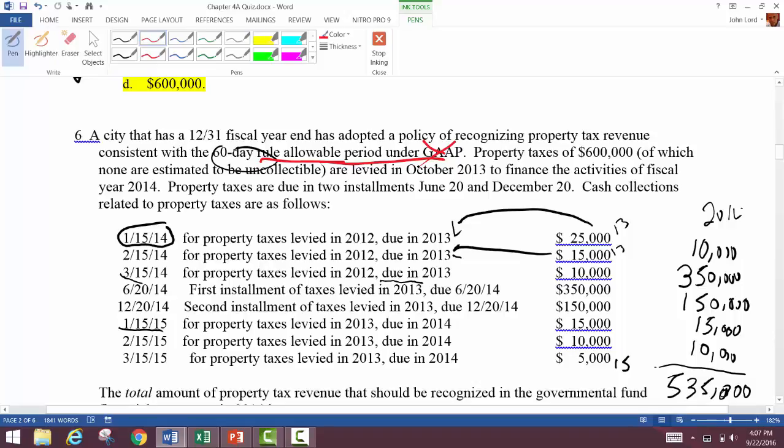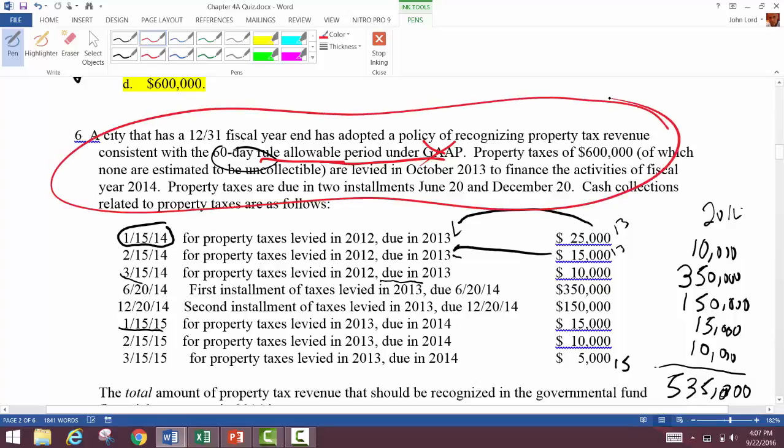But anyway, property taxes of $600,000. None are estimated to be uncollectible, are levied in October 2013 to finance the activities of fiscal year 2014. Property taxes are due in 2 installments, June 30th, December 20th. Cash collections related to property taxes are as follows. Okay, all this is useless. This whole set of information up here helps not at all.